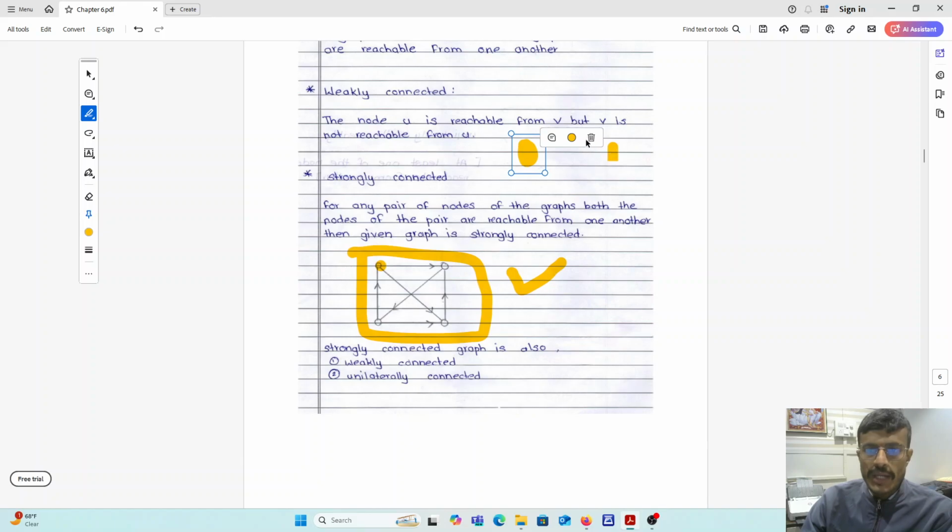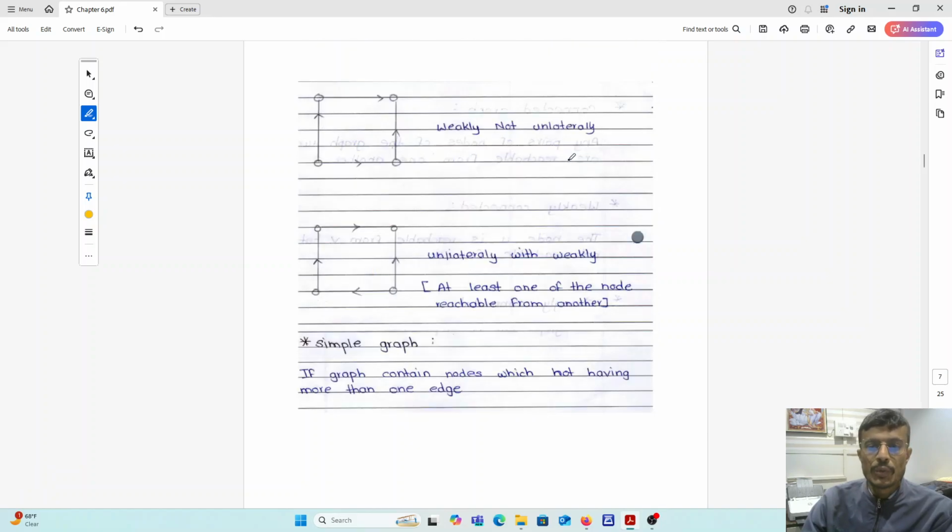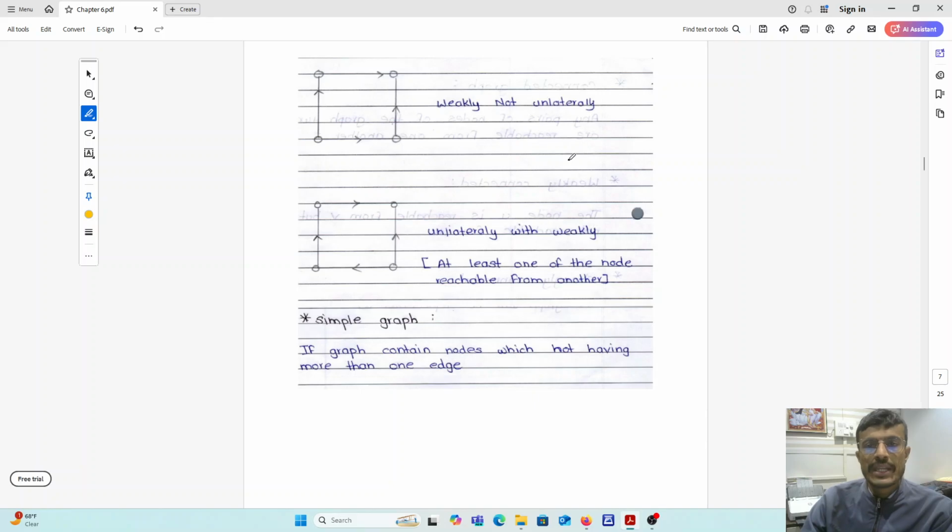Okay. But you cannot come back to that originating node. So in that case, it is called a weakly connected graph. You can reach from U to V, but not from V to U. That is called weakly connected.